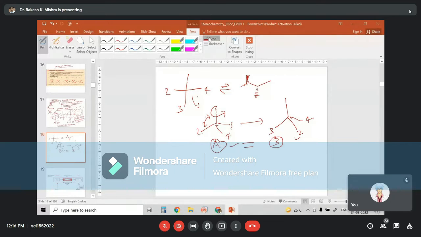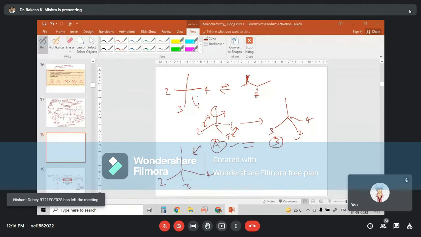I will just write here. I will exchange the 3 and 4. 1, 2 will remain same, and fourth I am putting here, third I am exchanging here. So single exchange means you are breaking this first bond, and then third and fourth you are exchanging. Means now this is the enantiomer.